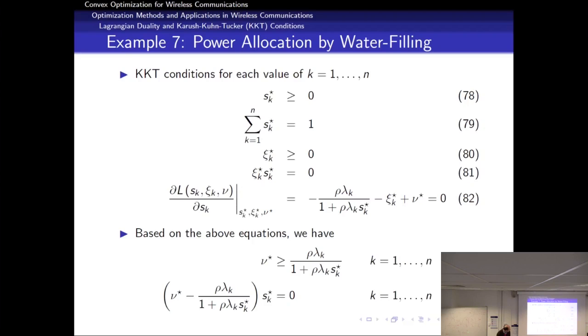And if Sk is positive, it means this term has to be equal to 0 because of the complementarity slackness. So this one is smaller than this, but to have Sk positive, if this term is positive, then this term has to be equal to 0. That's what it says. And if this term is equal to 0, then you can find your Sk as a function of your nu.